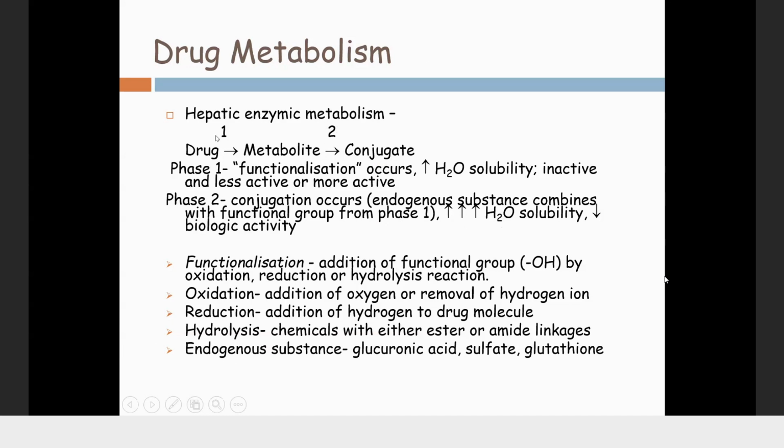In the first phase, they can be inactive, less active, or more active. But after going through the second phase, definitely they are not active anymore. They don't have any activity already. That means they are ready to be eliminated by the body. Okay.